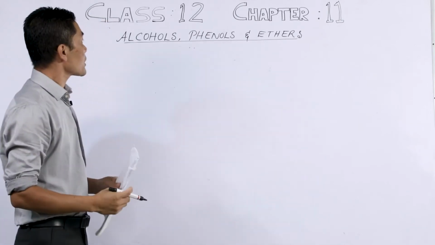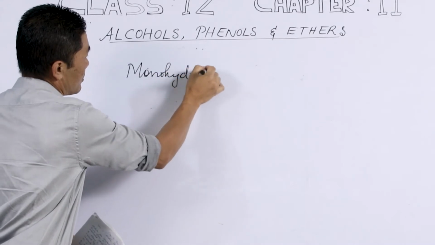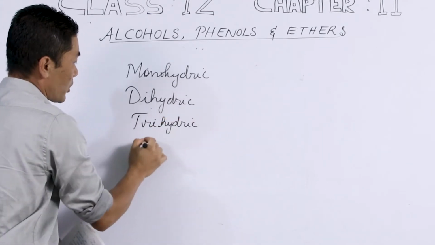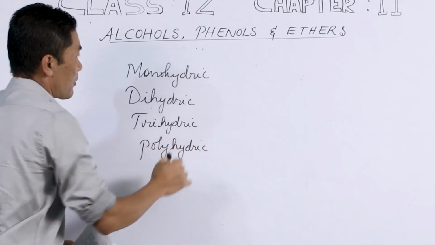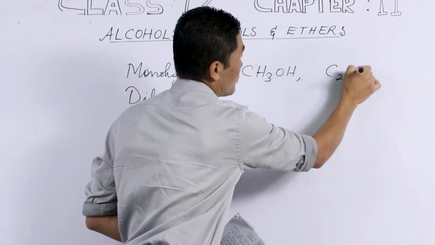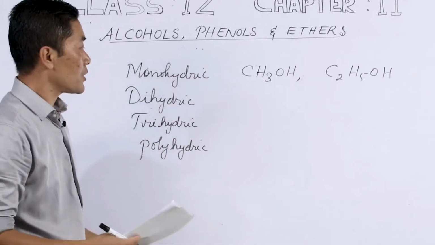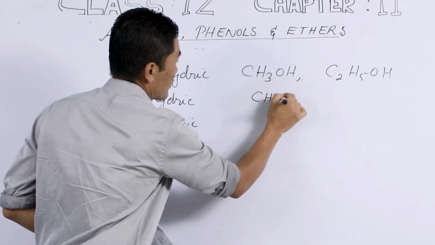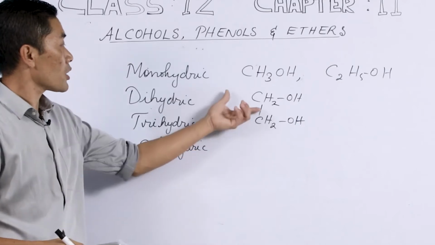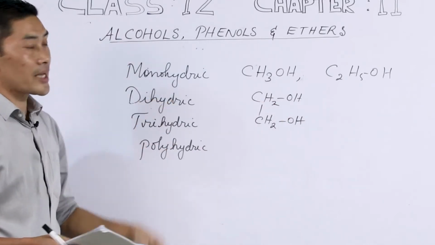Basing on the number of OH groups, the alcohols can be classified into monohydric, dihydric, trihydric, or polyhydric. Suppose we have methanol or ethanol. These alcohols have only one OH group in their molecules. These will be called monohydric alcohols. Now, if we take ethylene glycol, it has two OH groups, so it will be called a dihydric alcohol. Any alcohol which has two OH groups in its molecule can be considered a dihydric alcohol.